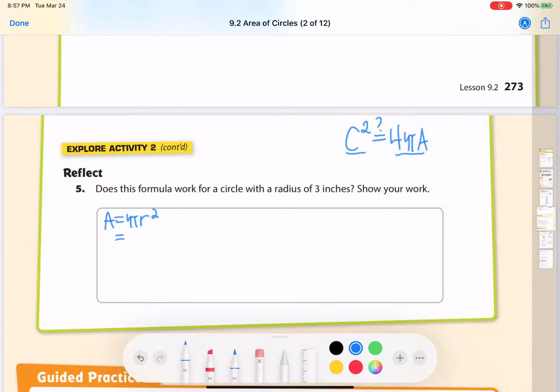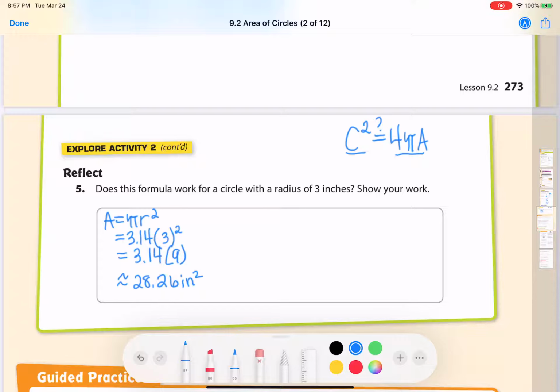I'm going to substitute my values. Pi equals 3.14. My radius is 3 squared. 3 squared is 9. And 3.14 times 9 is about 28.26 inches squared.